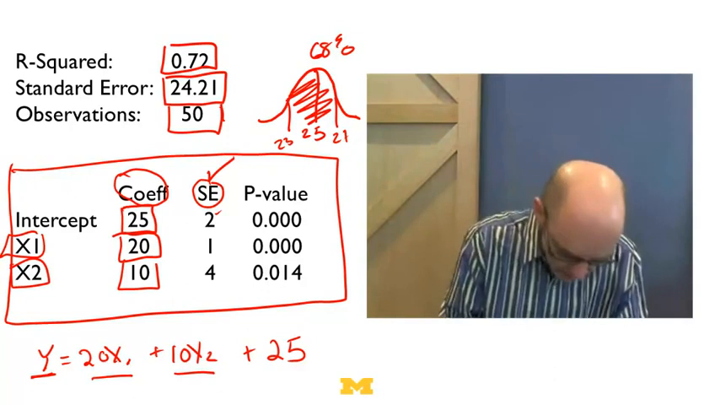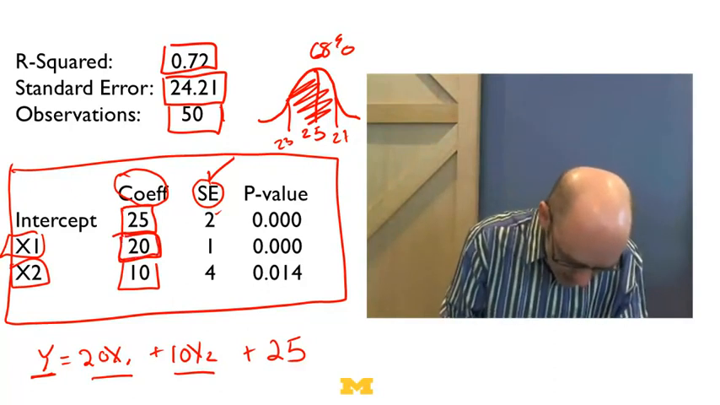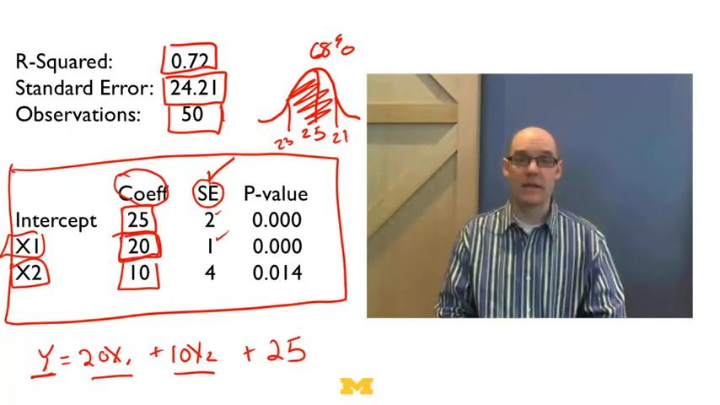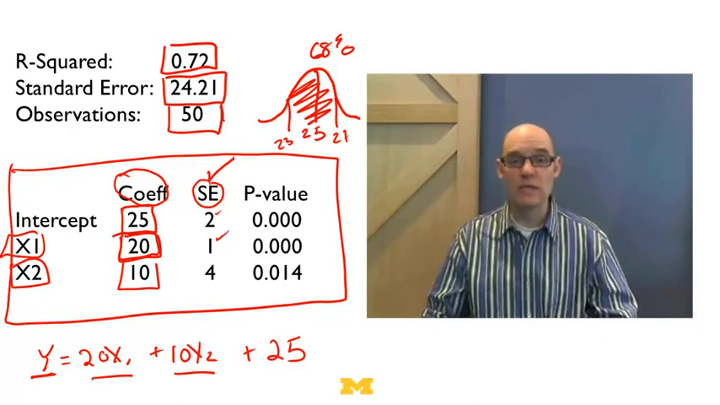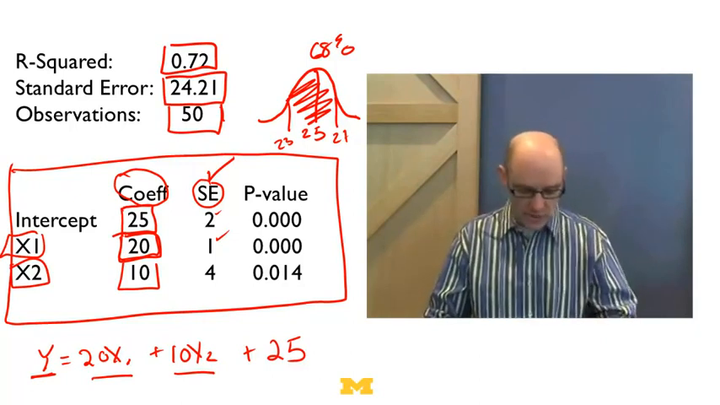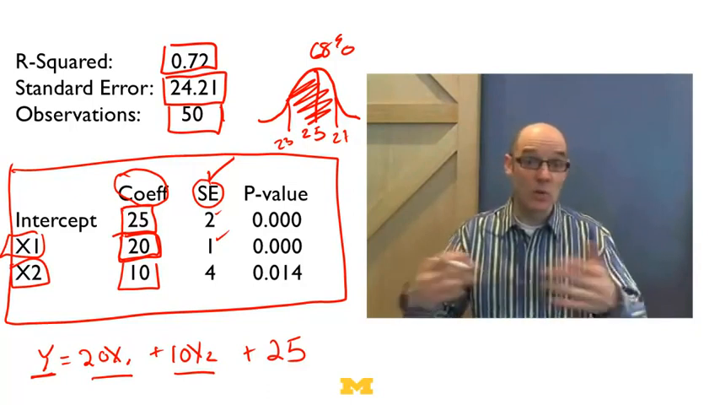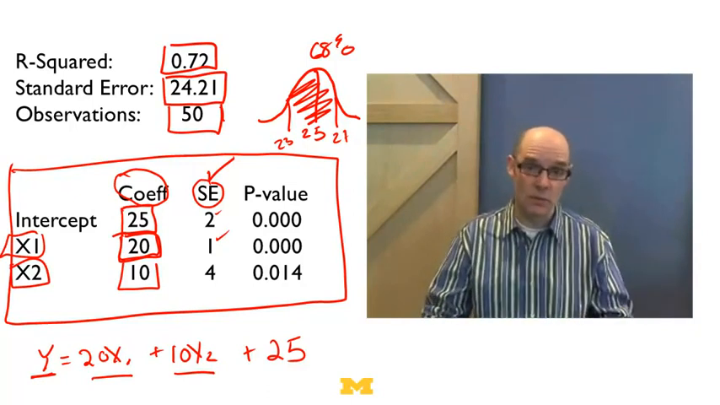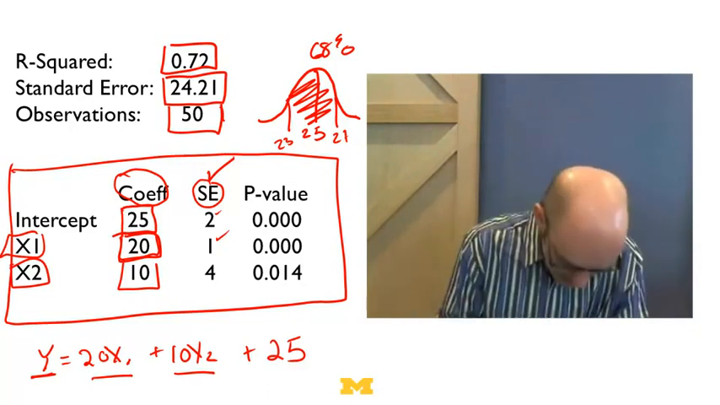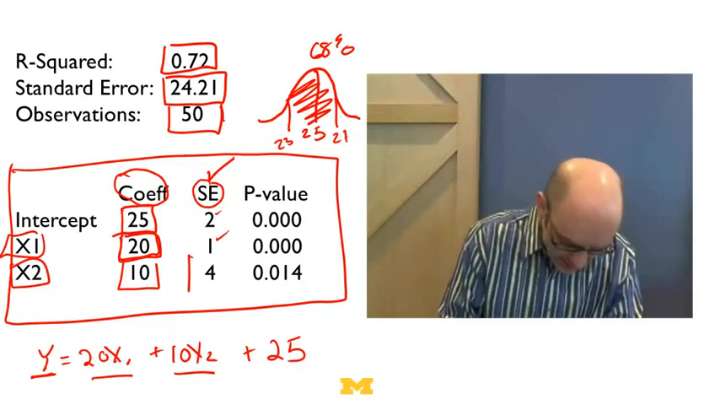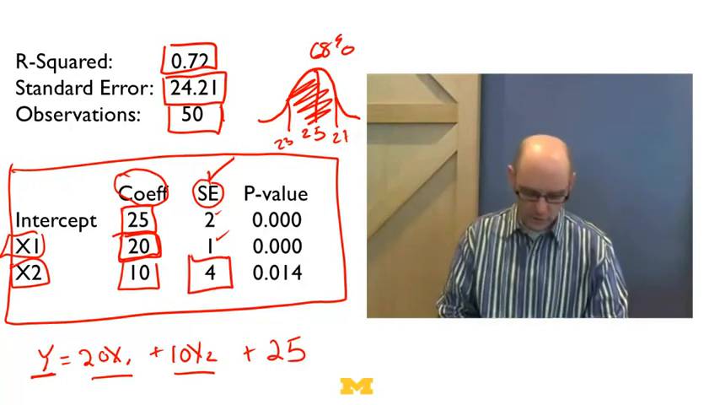Well, let's look at our x1. We've got a coefficient of 20, but the standard error is only 1. So what that's saying is we can be really sure that the coefficient on x1 is between, let's say, 17 and 23. And we can be incredibly sure it's between 16 and 24. But now let's look at this last one, x2. The coefficient was 10, and the standard error was 4.